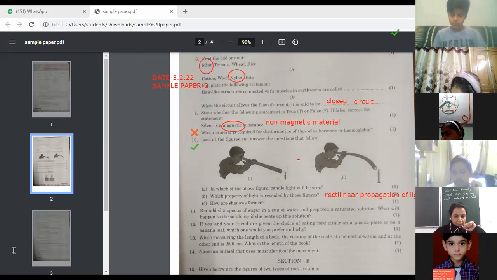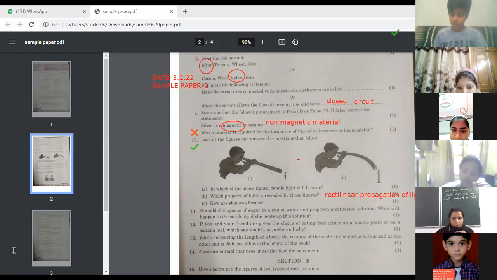Aditya Viswas, do you want to say something or give the answer of the next question? Yes, ma'am. I want to give the answer of the next question. Have you written the answer of B part? No, ma'am. Give the answer and afterwards write it down. Okay, ma'am. When an opaque object blocks the path of sunlight, a black patch forms on a screen, which is called a shadow.